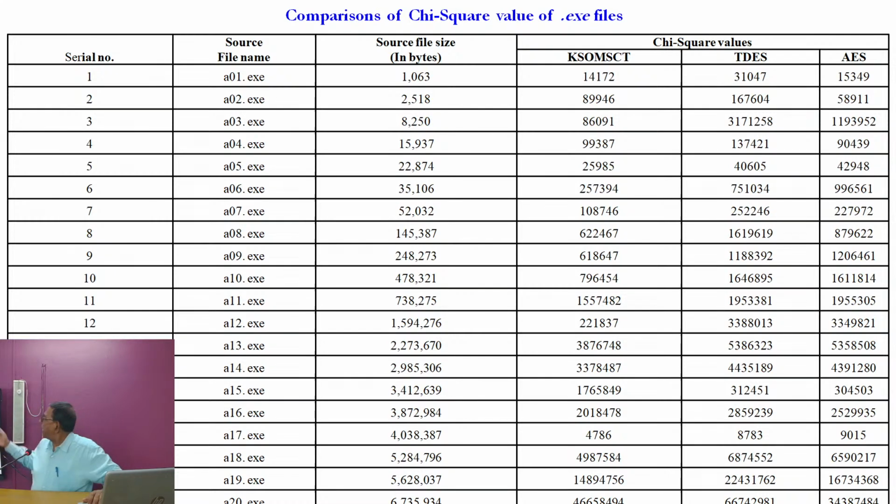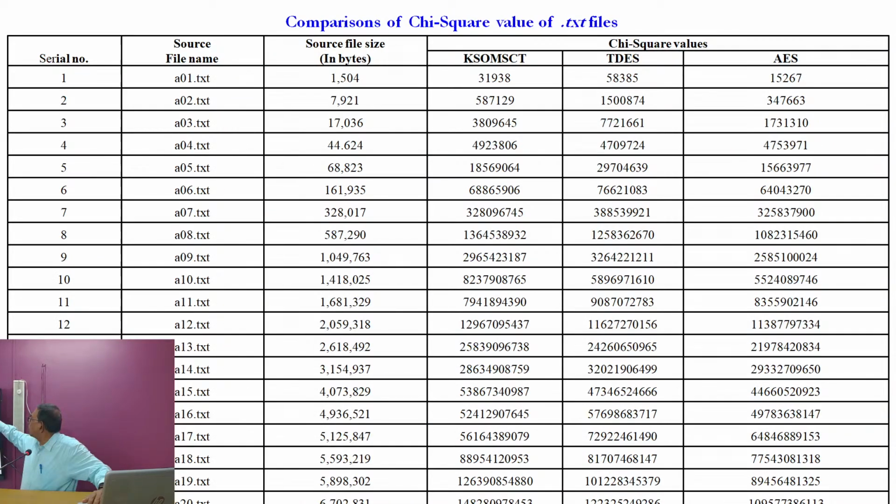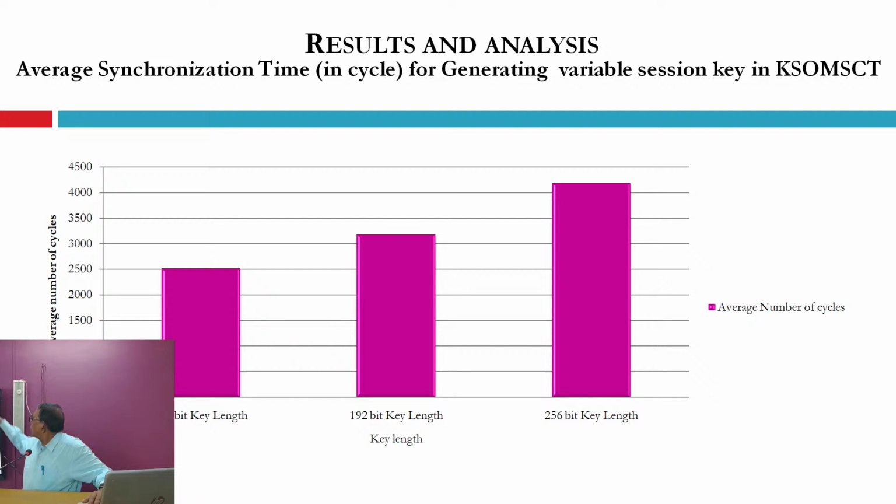And you see various types of files we have used: executable files, text files, doc files, and the results of the tuning. Here you see we have used three key lengths: one is 128-bit, another is 192-bit, and the third is 256-bit. You see what the cycles of tuning are? It is 2500, 3200, and 2200. Please keep this in mind.